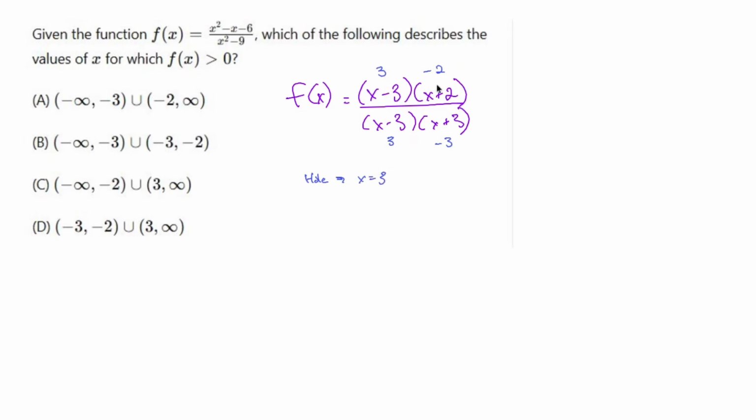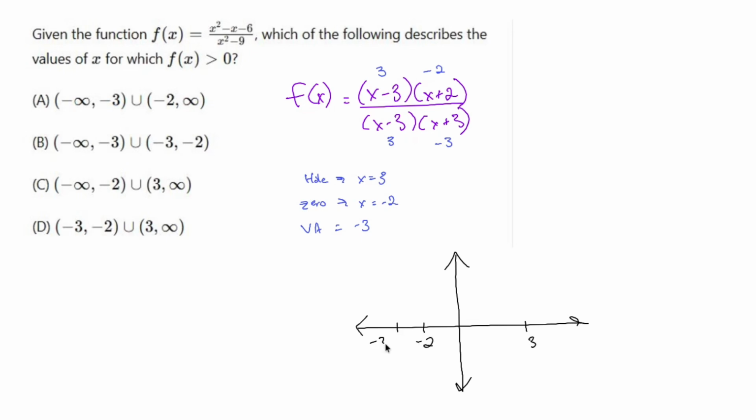Negative 2 is a magic number living alone in the numerator, so that is a 0 at x equals negative 2. And negative 3 is a magic number living alone in the denominator, so I'm going to have a vertical asymptote at negative 3. So if I were to sketch this, what I have so far is a hole happening at 3, a 0 happening at negative 2, and a vertical asymptote happening at negative 3.